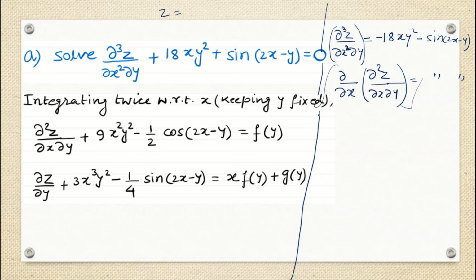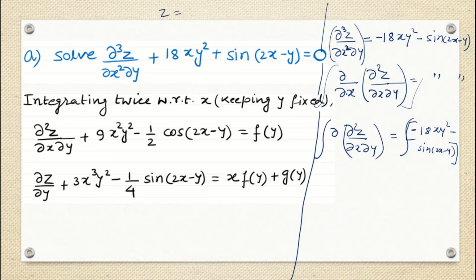For that, how should I write? I'm writing down the integral sign here. So I'm writing down the integral of del 2z by del x del y, what was there. And then it equals, the right hand side I'm writing down: minus 18xy square minus sine(2x minus y), and then completely in this bracket. So this del x I'm taking into the right hand side. So del x I have written down in the right hand side. So this much is okay.